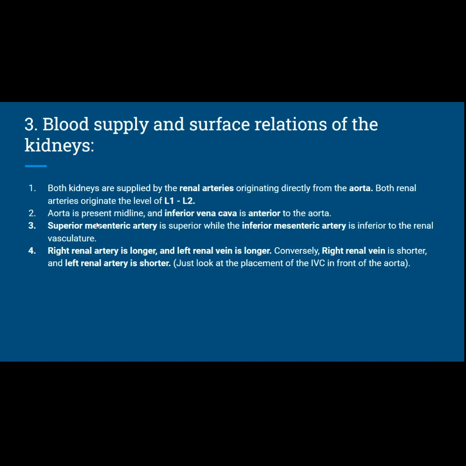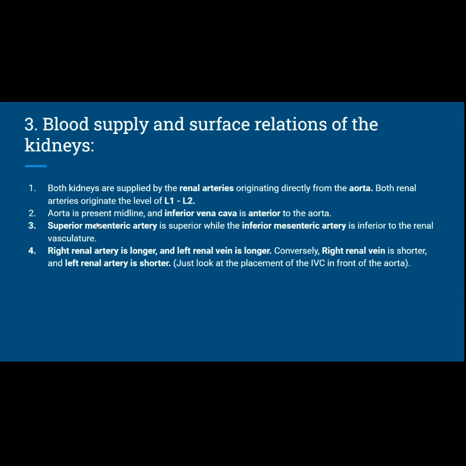So now we're going to look at the blood supply and the surface relation of both kidneys. So both kidneys are supplied by the renal arteries. They are originating directly from the aorta. Both renal arteries originate at the level of L1 and L2. It is important to remember that the aorta is present in the midline, so the inferior vena cava is going to be anterior to the aorta.